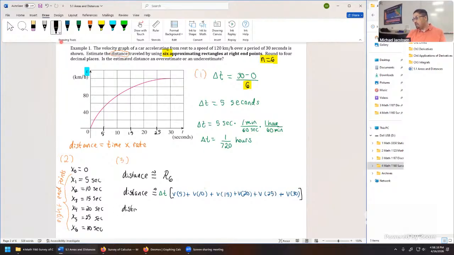On the next line, distance, we're going to plug in our values, take our delta t, 1 over 720 hours, and then multiply it against all of the velocities. At this point, let's start also sketching the graph. Velocity at time 5, that's going to be this velocity here. Let me add a little bit more numbers just to make this a little easier to visualize.